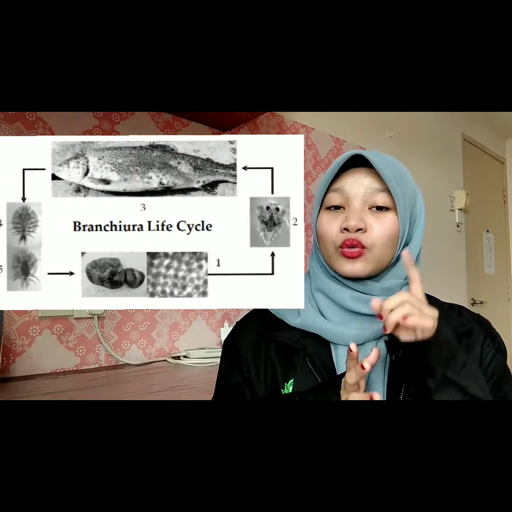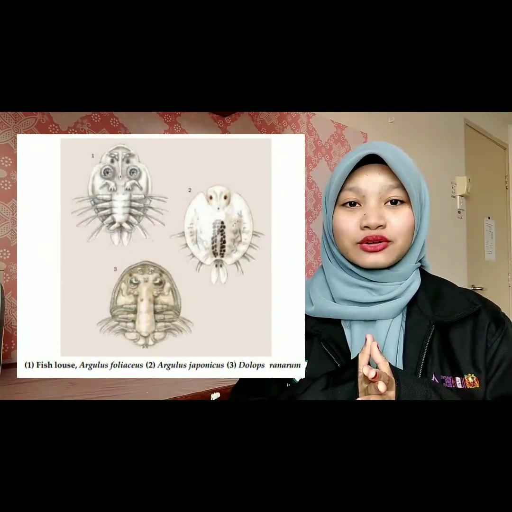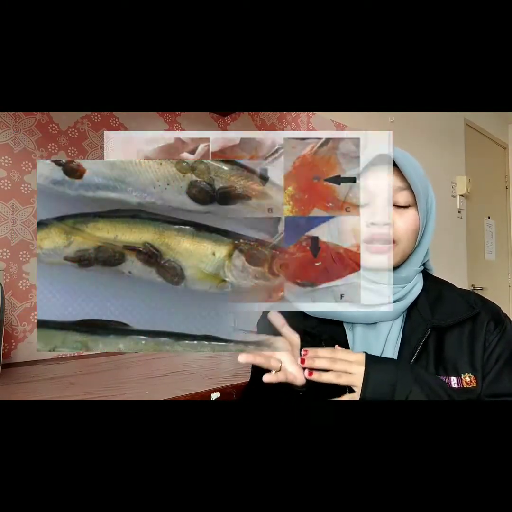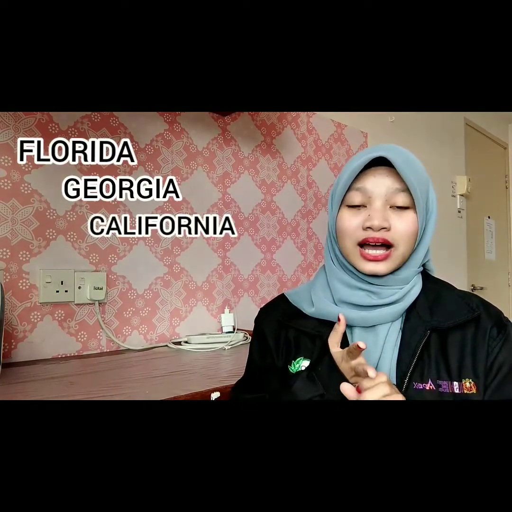Argulus has a direct life cycle, meaning it only requires one host, which is the fish, to completely develop from an egg to a mature reproducing adult. Argulus japonicus is native to Asia, where it typically hosts goldfish and common koi carp. In the United States, Argulus japonicus is present in Florida, Georgia, California, Hawaii, Maryland, Washington, and Wisconsin.